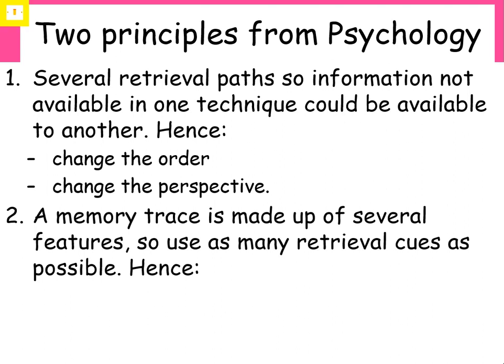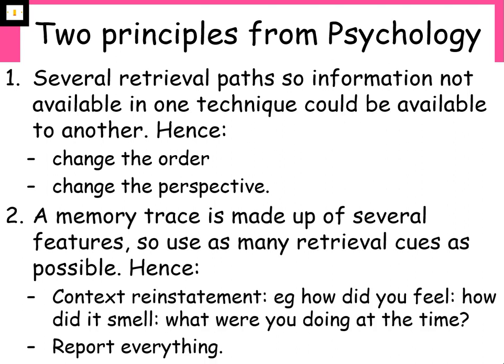Secondly, a memory trace is made up of several features. So in order to access a memory, we try to use as many cues as possible. What was I doing at the time? When I lost my keys, where was I? I retrace my steps, I go back. So you could argue that this is called context reinstatement. You might not really think about how you feel, but I've just asked you to do that earlier by asking about a previous event.